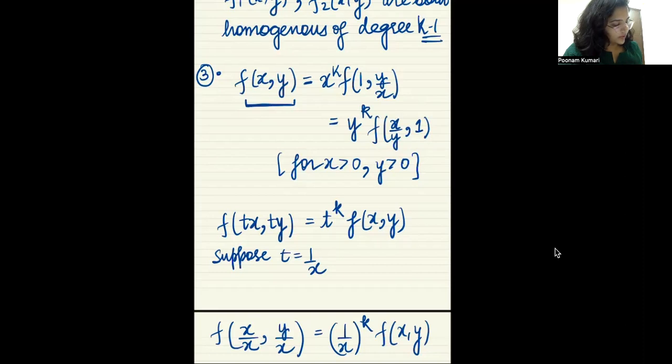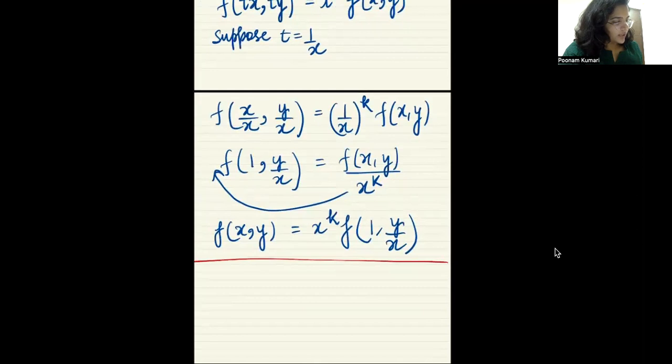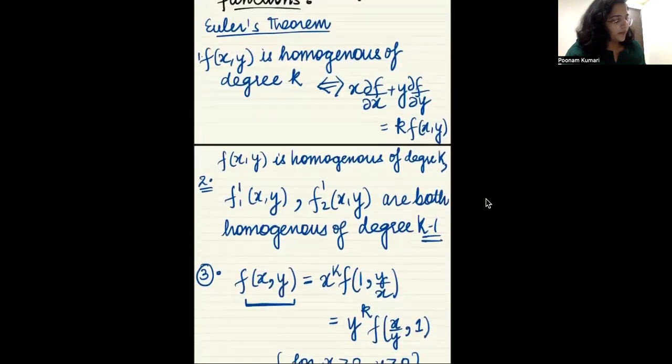So yes. Is this clear? How did we find out why these two are equal? Yes, ma'am. Okay. Anusha says yes. Okay. All right.